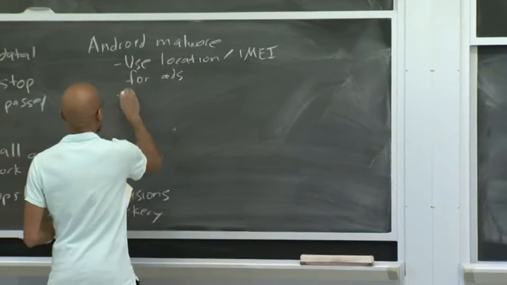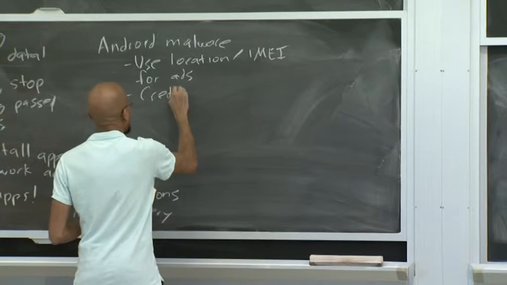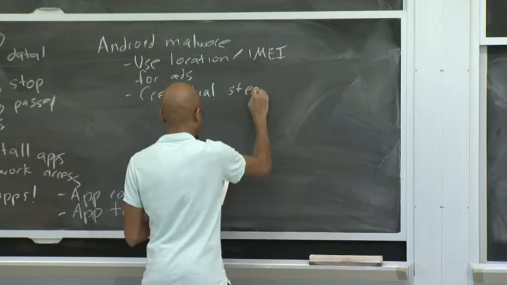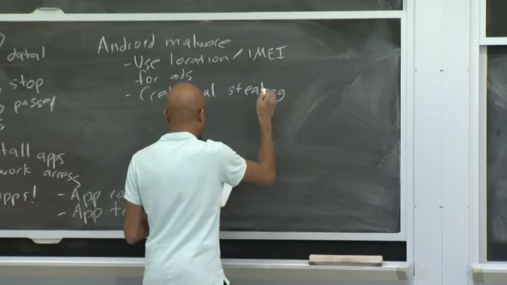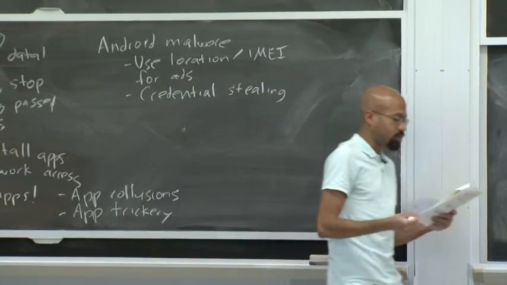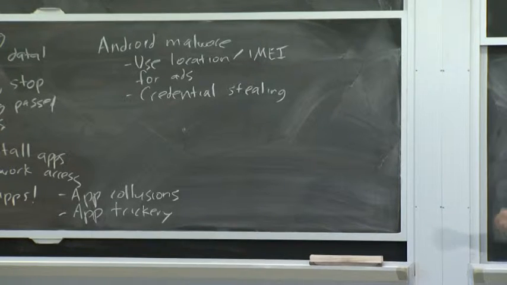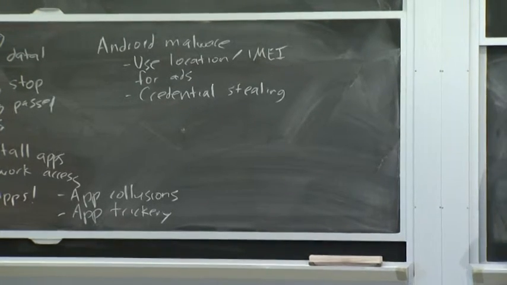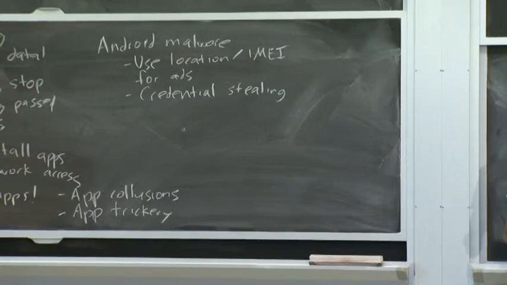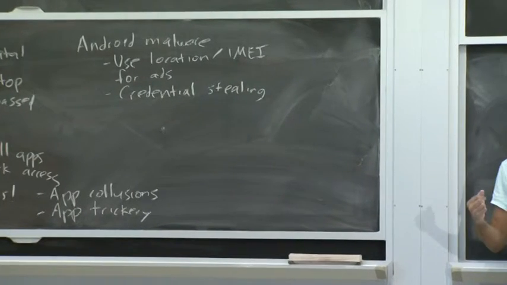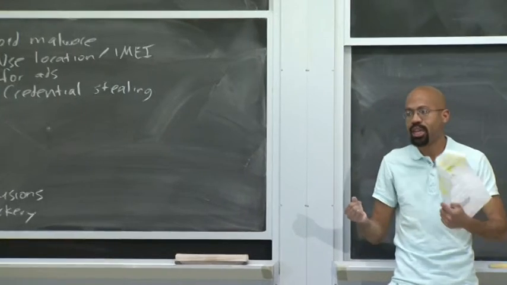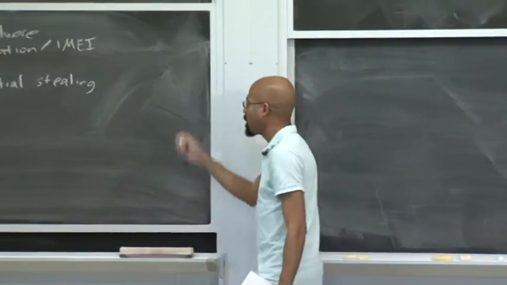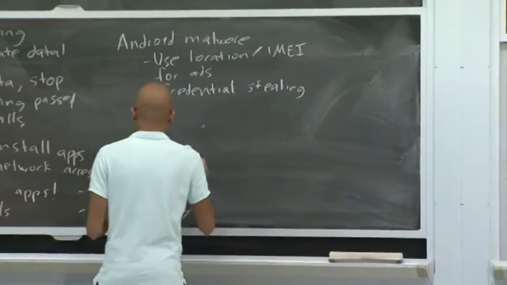Another thing that malware might try to do is steal your credentials. For example, it might try to take your phone number, or your contact list, and upload those things to a remote server. Maybe that's useful for trying to impersonate you, for example, in a message that's going to be used for spam later on. And there's malware out there that does things like this today.